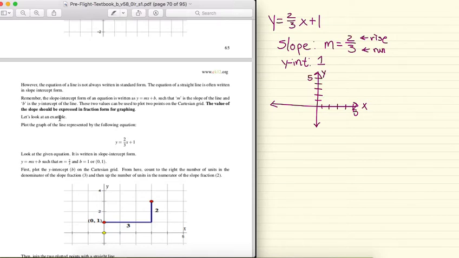Again, I'm just listing my points. I can start, so when you're going to use this slope-intercept form, you do have to start with your y-intercept. So you need to make note, when graphing, start with your y-intercept.